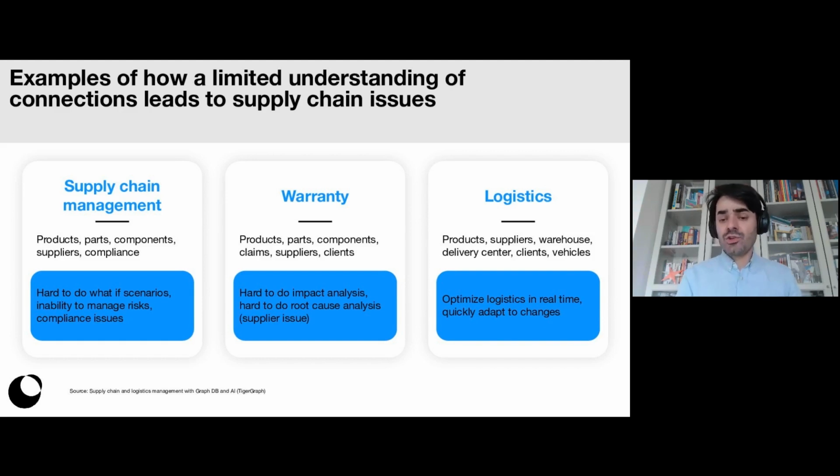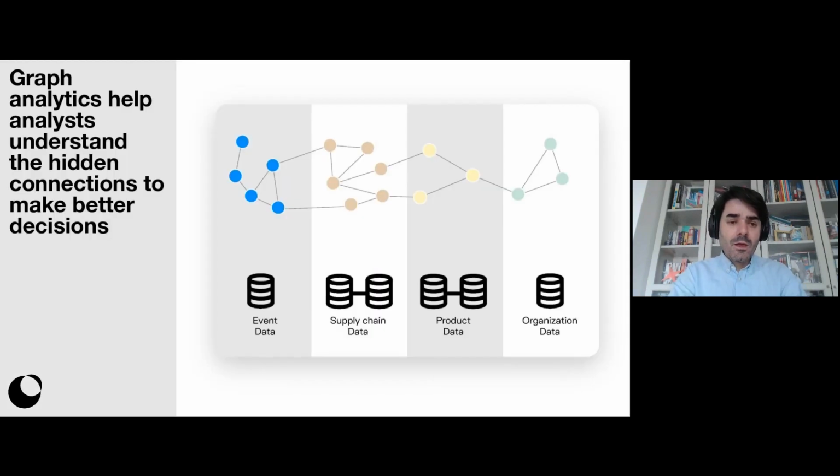And finally, in logistics, you can have connections between products, suppliers, warehouses, delivery centers, clients, vehicles, and understanding those connections is critical to optimize logistics in real time and quickly adapt to changes. What's interesting is that graph analytics can help analysts understand the hidden connections in their data to make better decisions.